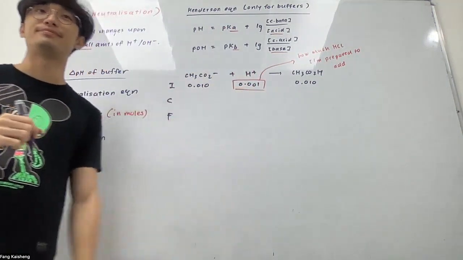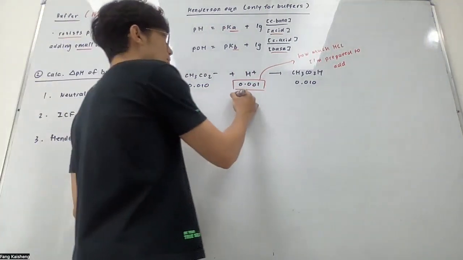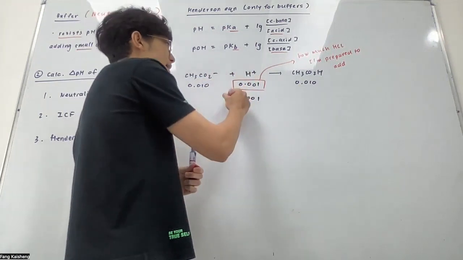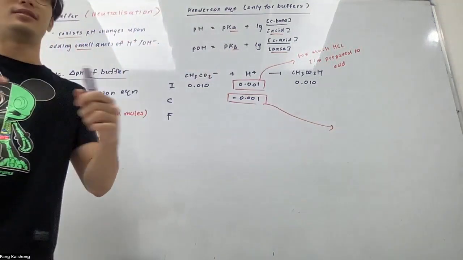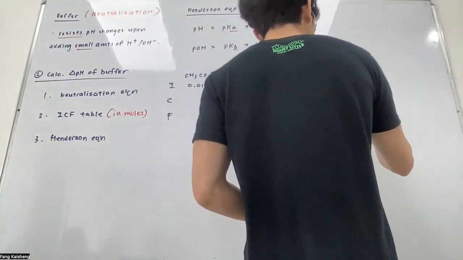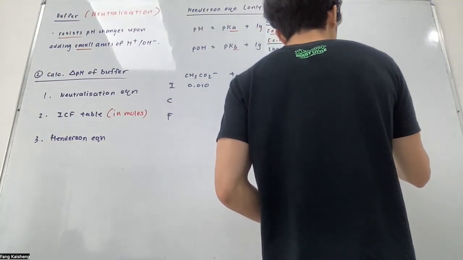What's the change? So this is the limiting reagent, right? So you must minus 0.001. This is where you actually add inside already, and then it reacts. So the change is the reaction. Okay? This is where HCl actually reacts.